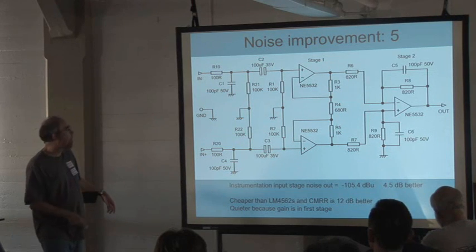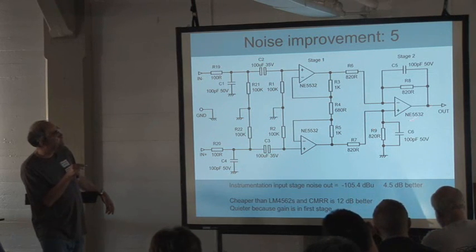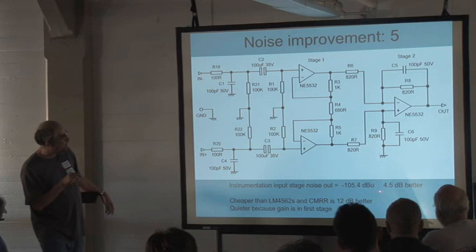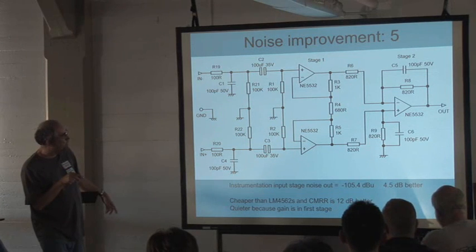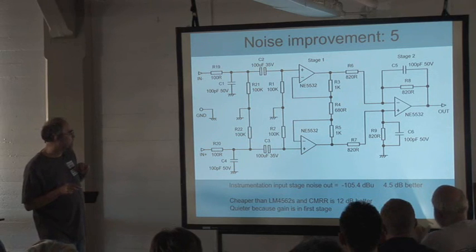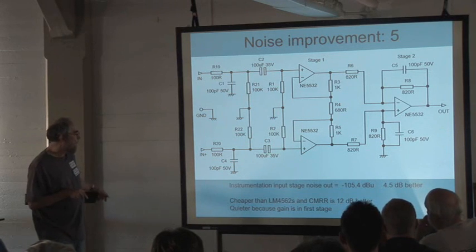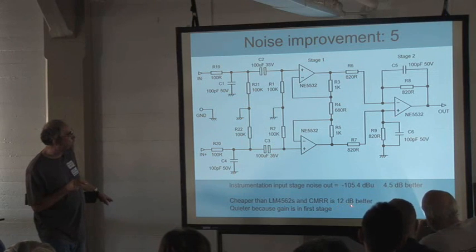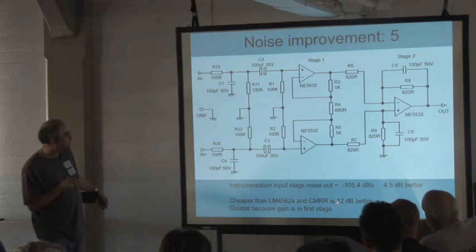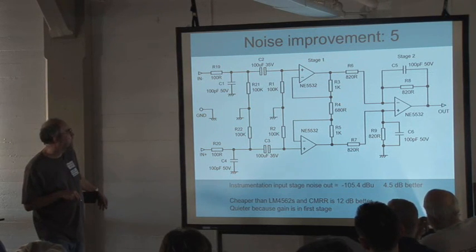So then you go into your differential stage, which has now got unity gain, and you will find that is 4.5 dBs quieter than our original balance stage, without using 4562s, which cost an arm and a leg. So it's cheaper than 4562s. The common mode rejection is always 25 dBs better. That is absolutely solid. And it is, as I say, almost as quiet as the full 4562 version.